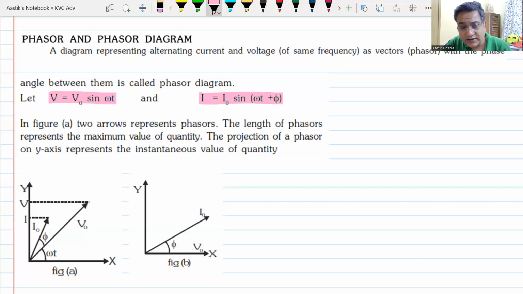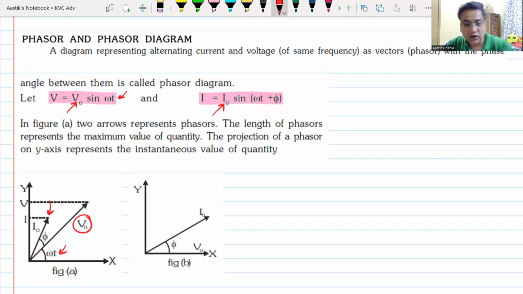Now, how do I draw these as vectors? I will draw their amplitude. The amplitude of this is V naught and the amplitude of this is I naught. So I draw the amplitude V naught at an angle omega t, then I draw the amplitude I naught at an angle omega t plus phi. Since it is ahead, it is anti-clockwise. So this is how the vector, the phasor, looks.